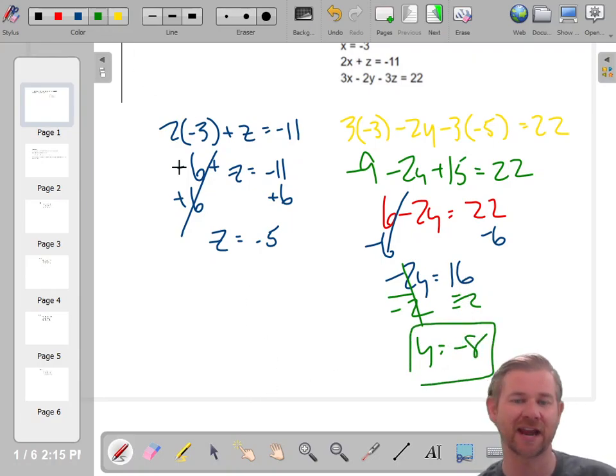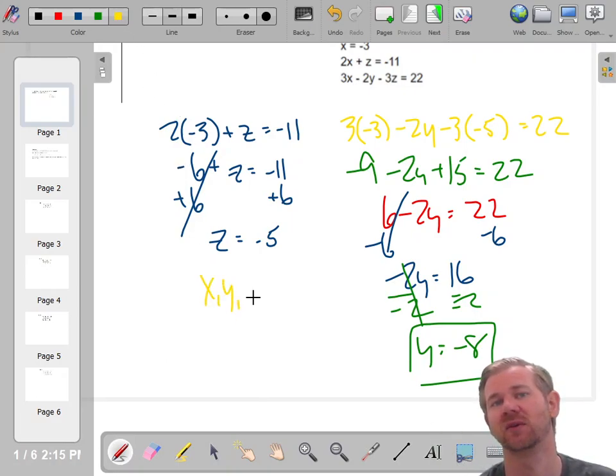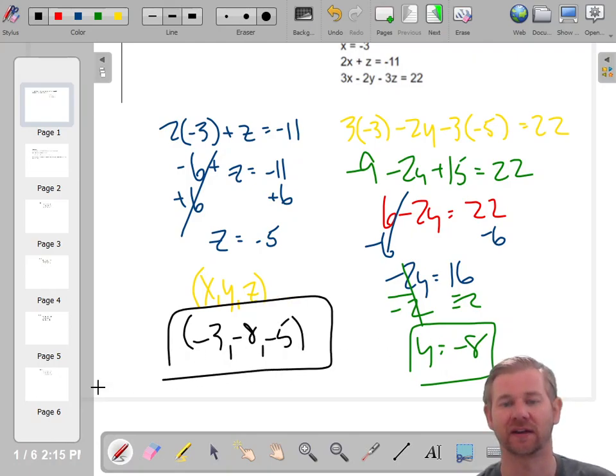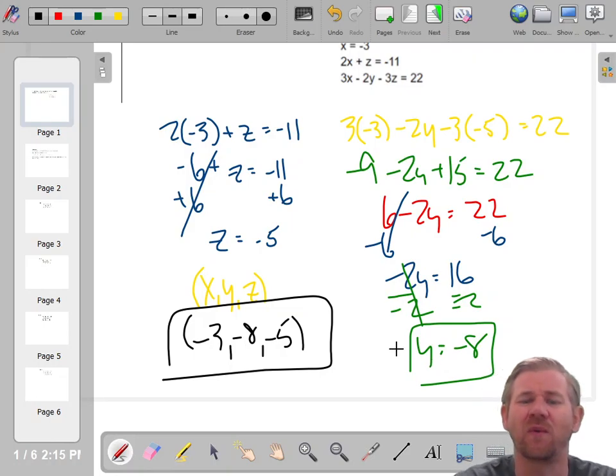So this is not an ordered pair, there's 3 of them, so it's an ordered triple, x, y, z, and we'll put x first. So x, what do we find? X was negative 3, y was negative 8, and z was negative 5. So we're actually working in 3 space, although visualizing it can be probably more trouble than it's worth sometimes. We found all 3 of the variables, and you could go back and plug them in to check them, but we're going to actually go from scratch now.